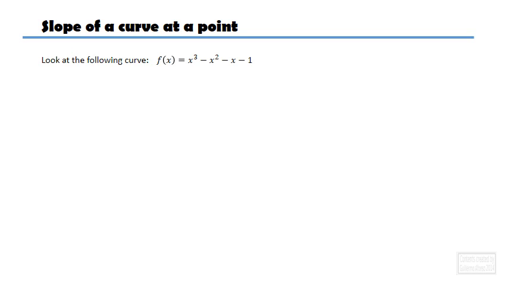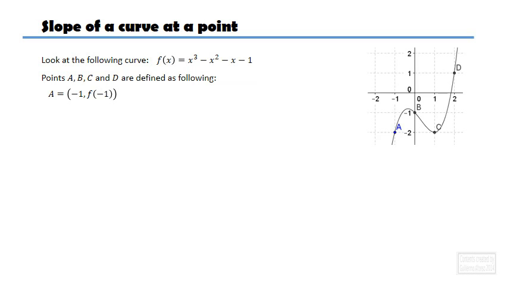So first of all, remember that if we have the following curve, here's an example, I have several points in the curve, and these points A, B, C, and D are determined by the x value -1 and the f of -1, which in this case would be -2. B would be 0, f of 0. C would be 1, f of 1, and D would be 2, f of 2.